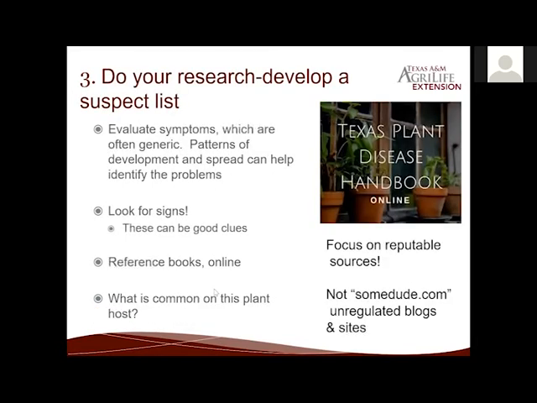Doing the research and developing a suspect list is the next step. After evaluating all your symptoms, looking for signs can be a good clue. And then I use reference books, and there are some really great references online. There's also a lot of just utter trash online, so please be careful with where you go look. Use reputable resources. Most university distributed items are going to be peer reviewed a little bit; we'll send it to some colleagues and they'll look at it before we publish it out for the public. But if it's just some dude's website, just proceed with caution.